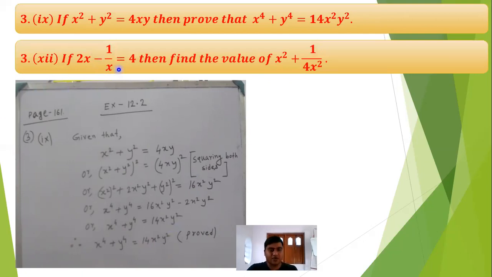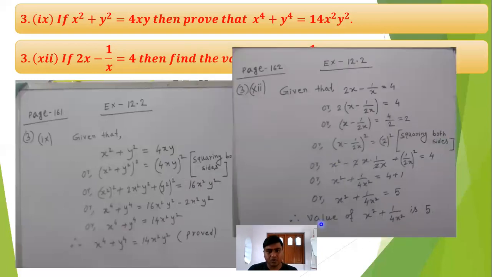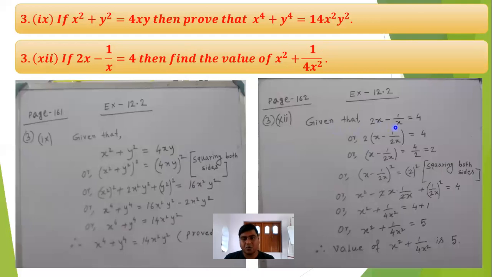Next problem. If 2x minus 1 by x equals 4, then find the value of x square plus 1 by 4x square. Given that 2x minus 1 by x equals 4, now take 2 common from the left hand side. 2 is common, x minus 1 by 2x equals 4 by 2, and 4 by 2 is 2.